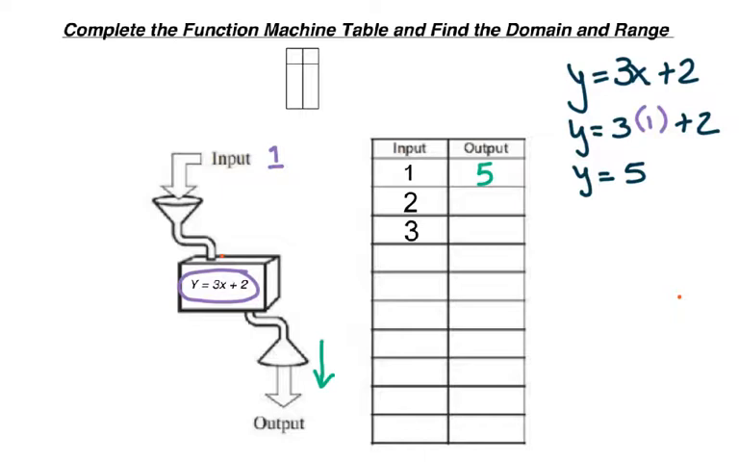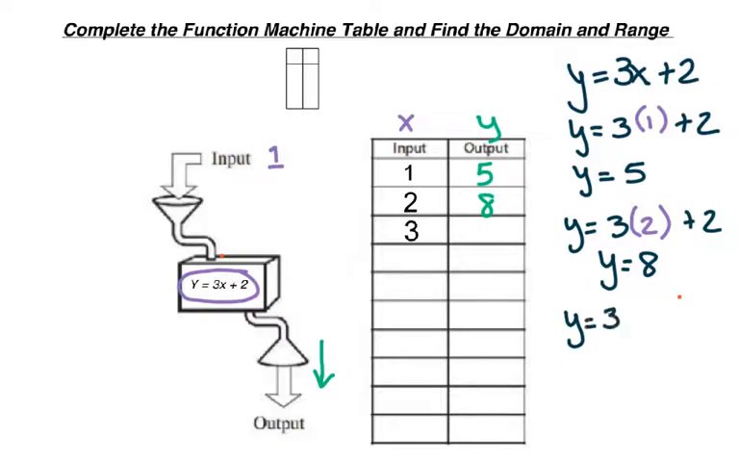Okay, so now I'm going to do the same thing with 2. So I get y equals 3 times 2 plus 2. So 3 times 2 is 6, plus 2 is 8. So my next output number is 8. Okay, so then that ordered pair is 2, 8. Remember, these are just the same things as x and y. Okay, so now I'm going to input 3. So I've got y equals 3 times 3 plus 2. So 3 times 3 is 9, plus 2 is 11.